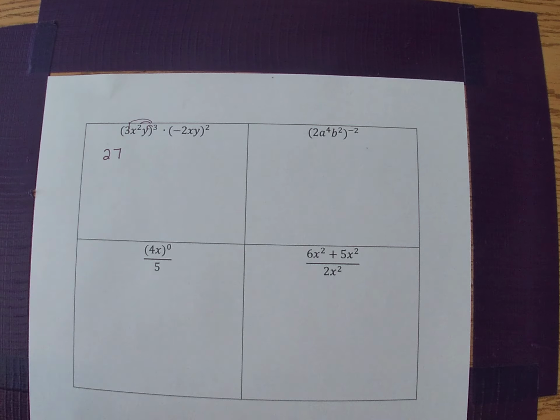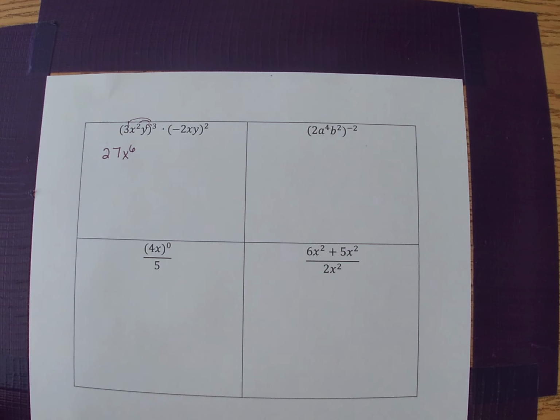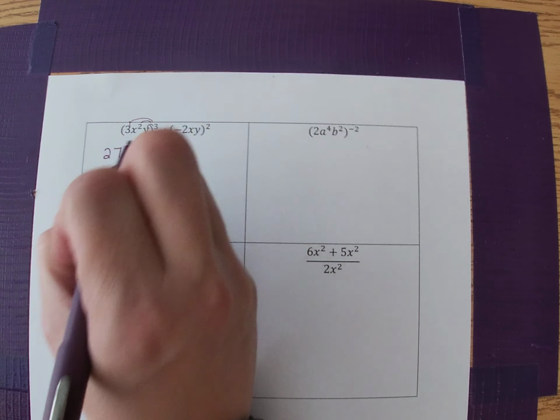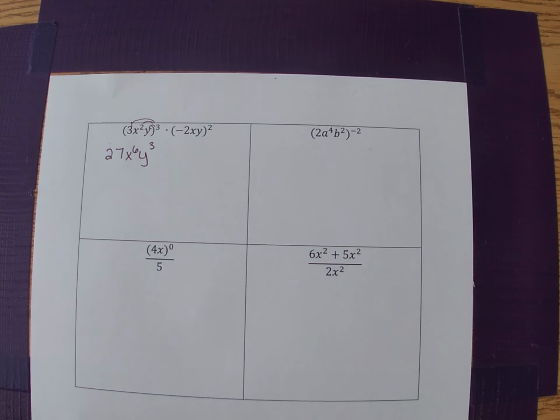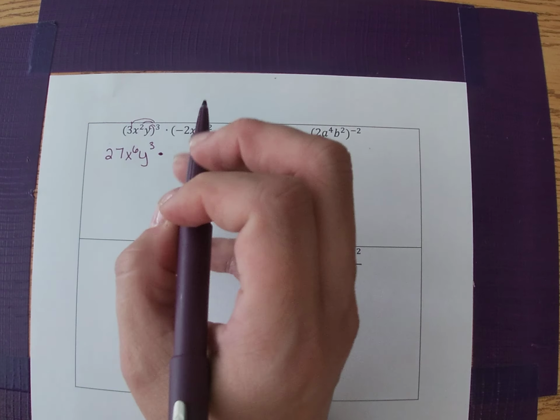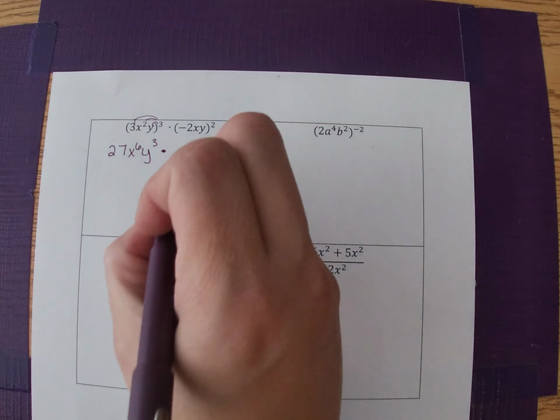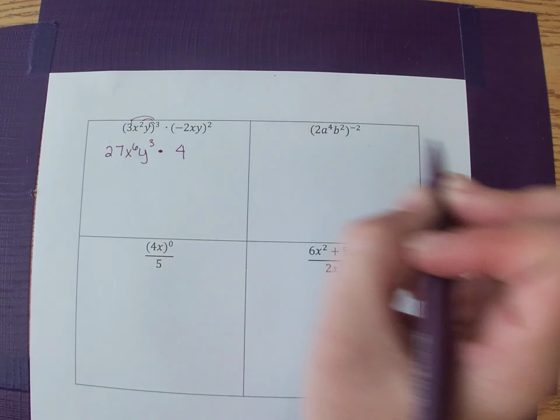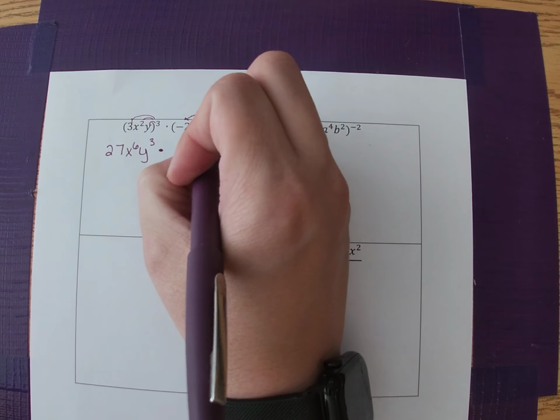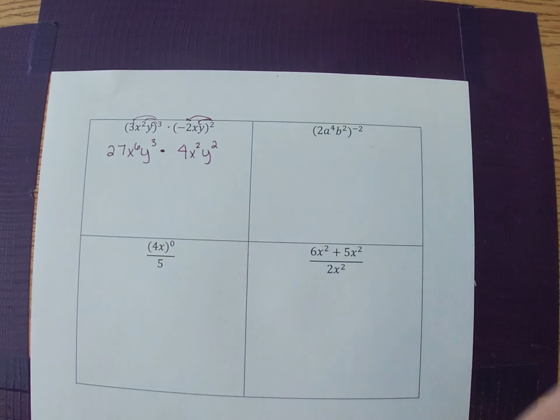So 3 to the 3rd power is 27. X squared to the third power is going to be x to the sixth because we multiply exponents. And y to the third power will be y to the third power. Okay, now I'm going to deal with this one over here. So be very careful. Negative 2 squared, right, is negative 2 times negative 2, which gives us positive 4. If you are typing that into a calculator, that negative 2 has to be in parentheses, right? Then I'm going to take my x squared and my y squared.